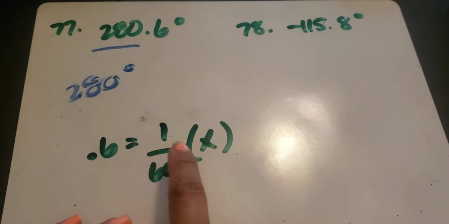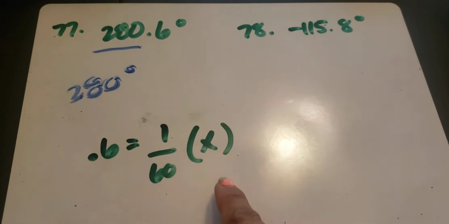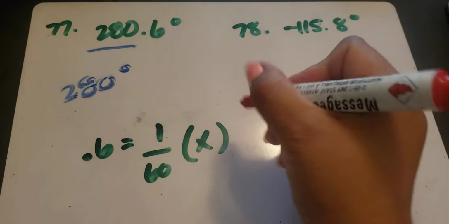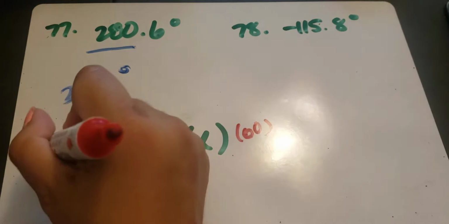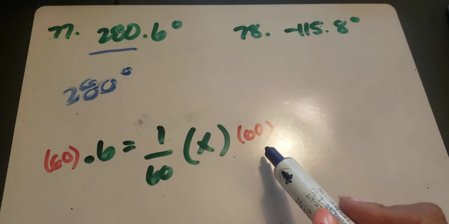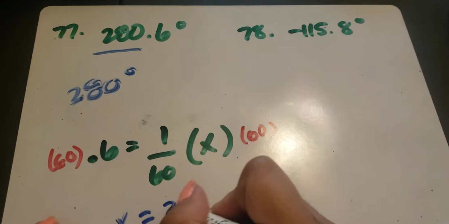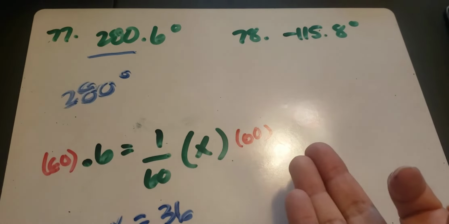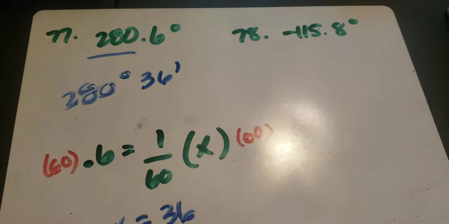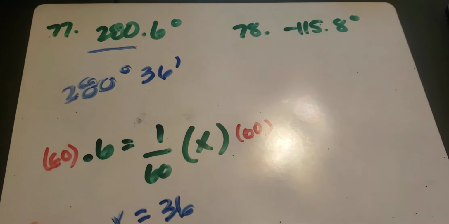Okay, so this is equivalent to 0.6. So now if you just solve for x, all you have to do is multiply by 60 to both sides. And then the fraction and 60 will cancel out. So then we end up with x equals 36. Okay. You can use the calculator for that. So that'll give you 36 minutes. Okay. So it's 280 degrees and 36 minutes.